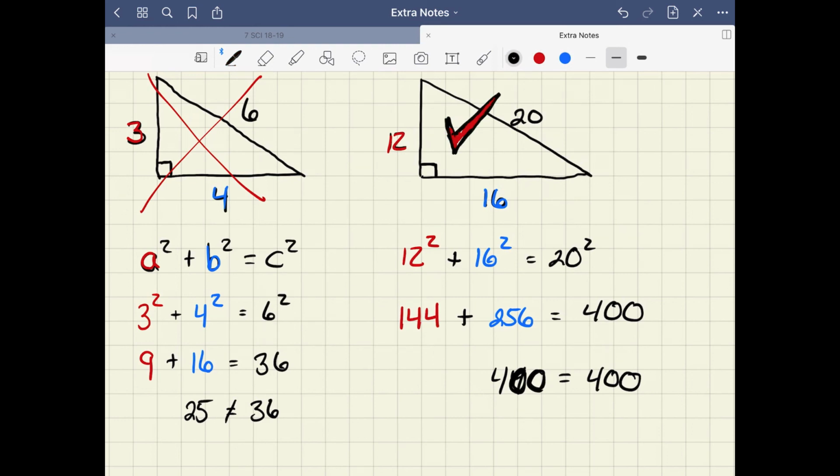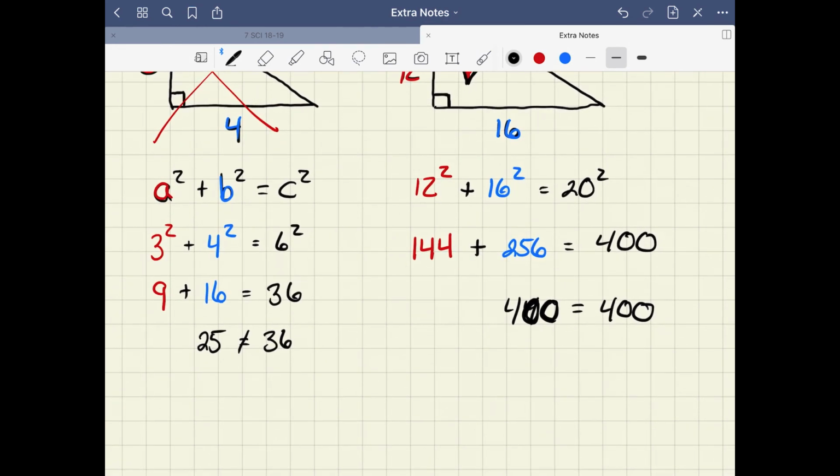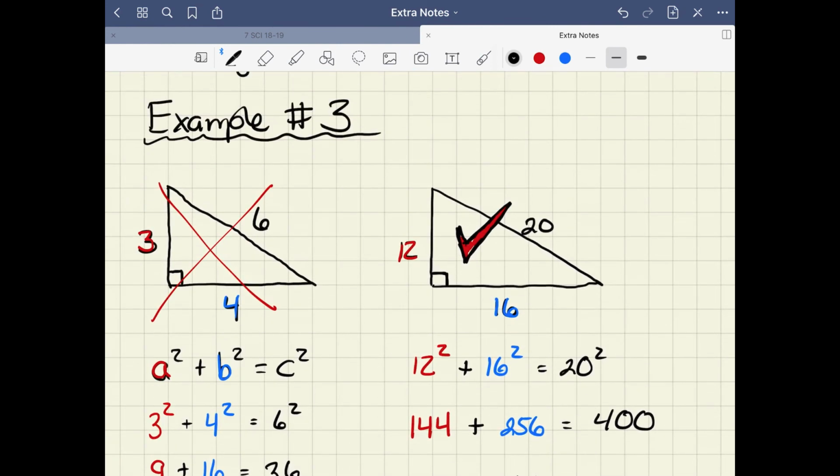Okay, the measurements of those three sides make a right triangle. So you can use the Pythagorean theorem to check the measurements of right triangles, like this one and this one, to determine whether or not they are actually right triangles. And that is a great use for the Pythagorean theorem.